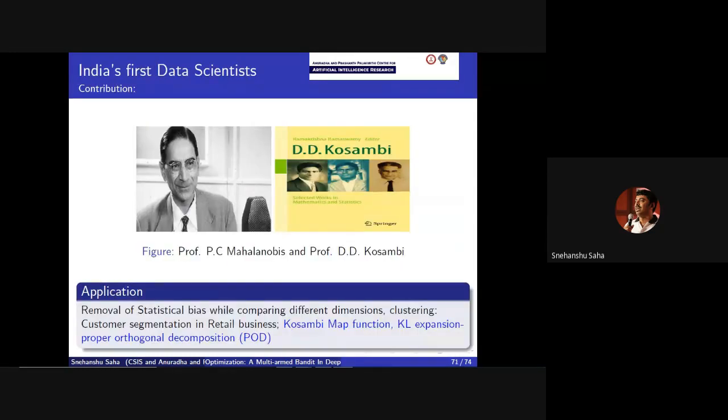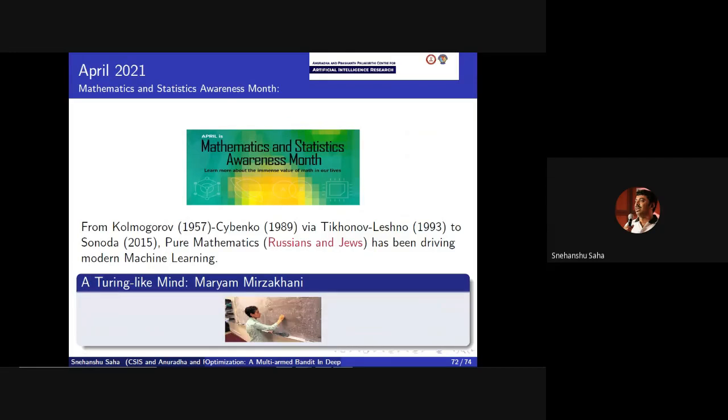I would not want to finish my talk without acknowledging the two greatest data scientists that India has produced, Professor Mahalanobis and Professor Kosambi. April is Mathematics and Statistics Awareness Month, and I have been thinking a lot about Maryam Mirzakhani, whom we lost at a very early age. And this is what I think: the Russians and the Jews are actually driving the theory of modern machine learning and deep learning as well. That's a sense that I get by skimming through a bunch of literature.